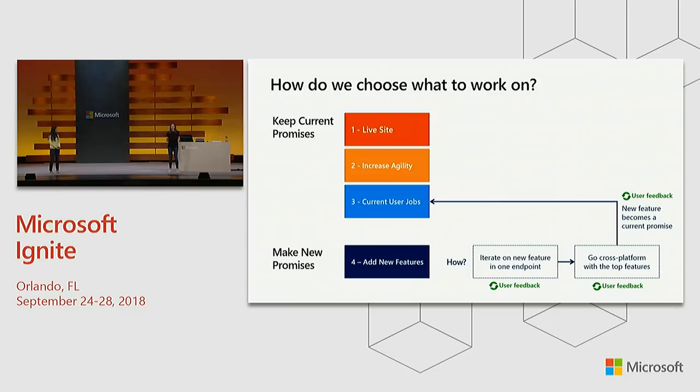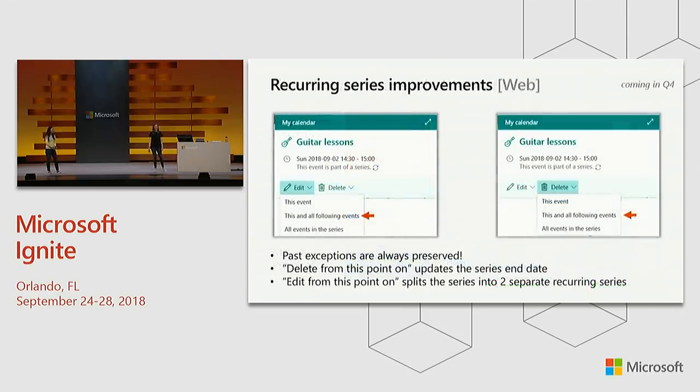Cool. So what do y'all think is the first feature that we are going to start fixing? If you were to ask for something, shout it out. Recurring meetings. Yes! He really is a fan. Recurring series is the first thing that we are going to start fixing and changing in the Outlook clients.